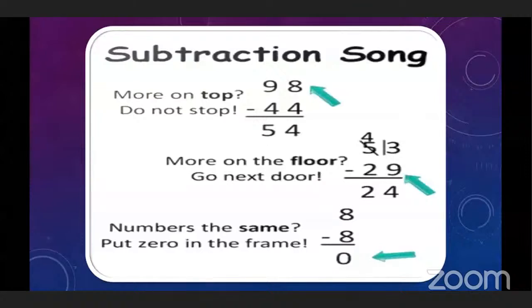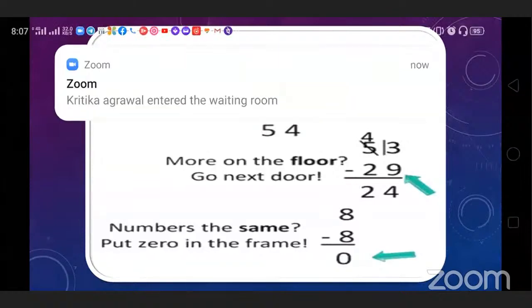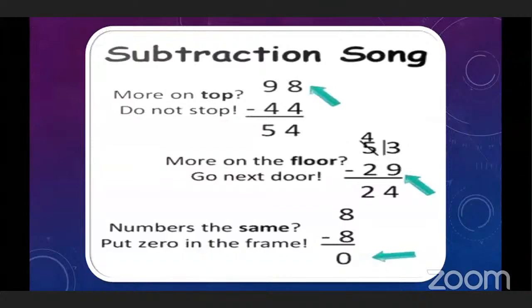More on top, do not stop. More on top, do not stop. More on floor, more on the floor, go next door. More on the floor, go next door. Numbers the same, put zero in the frame. Numbers the same, put zero in the frame.